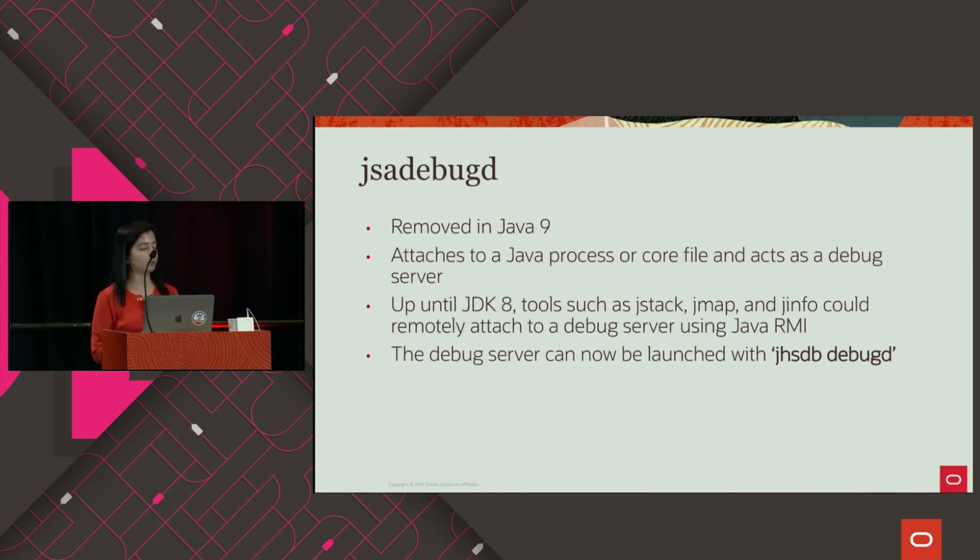The JSA tool was also removed in JDK 9, and it was used to allow tools to connect to remote applications. Up until JDK 8, JStack, JMap, and JInfo could remotely connect to Java processes through this daemon. But now this debug server can be launched using the JHSDB debug command.